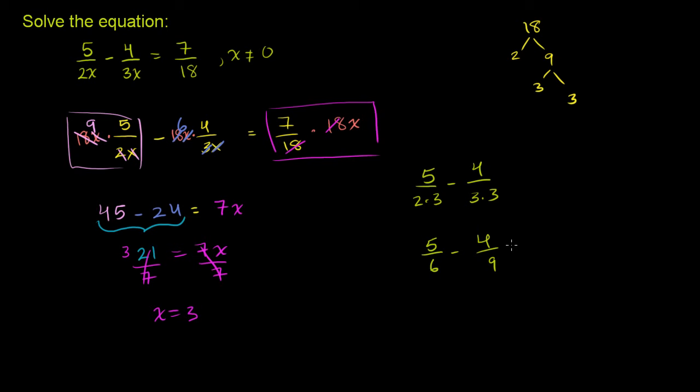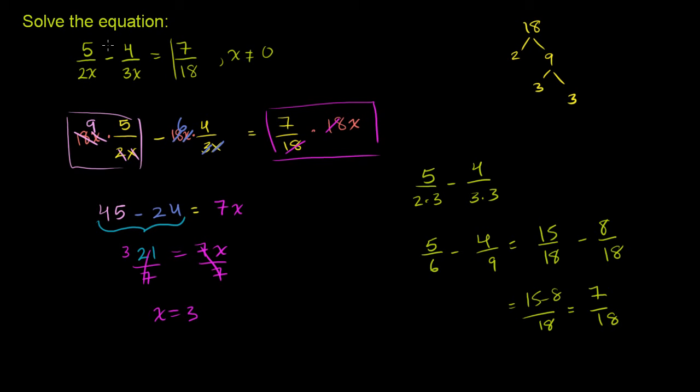We want to find a common denominator. 18 is the least common multiple of 6 and 9. So let's put it over 18. 5/6 is the same thing as 15 over 18. Multiply the numerator and denominator by 3. 4/9 is the same thing as 8 over 18. Multiply the numerator and denominator by 2. So this becomes 15 minus 8 over 18, which is equal to 7 over 18.